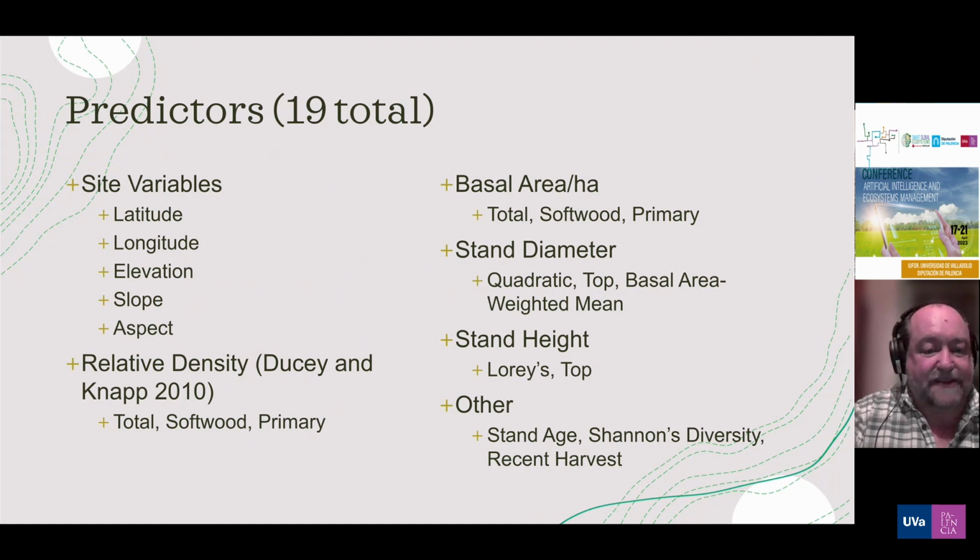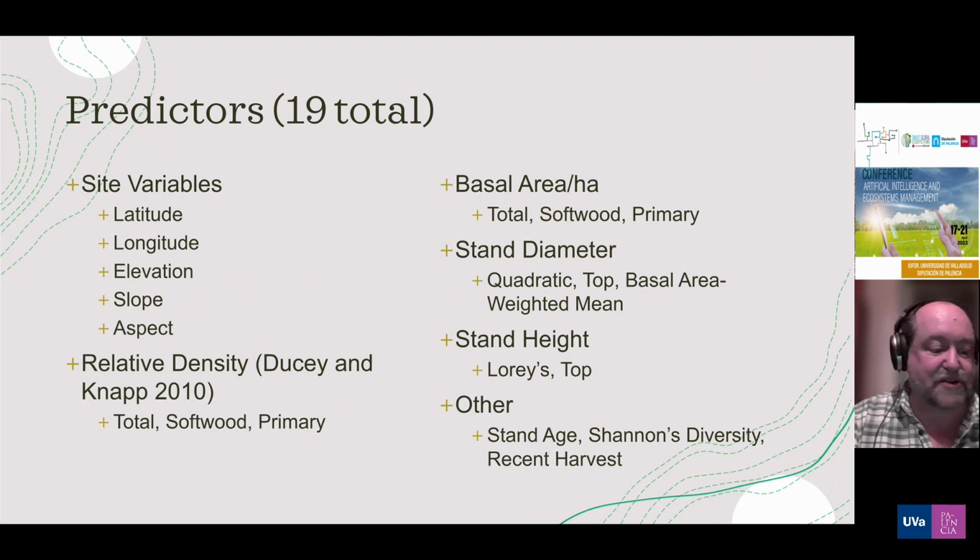We've got a relative density. For those of you who are silviculture fans, this is a modified additive version of Reineke's stand density index that uses species traits, wood-specific gravity, as a controlling factor. So we can split the relative density of the forest into total relative density, the relative density of the overstory in softwoods, and the relative density of the overstory in primary species. We can make the same split over basal area per hectare.